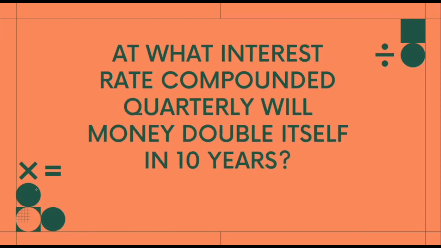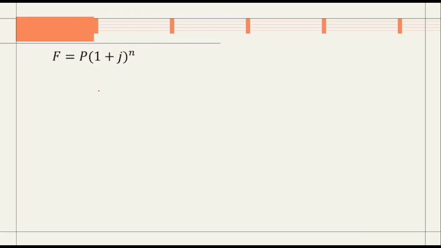So moving on to our second example, at what interest rate compounded quarterly will money double itself in 10 years? So what is asked here is the same with the previous problem. It is the interest rate or the nominal rate. With the same process, we use this formula, the formula in finding the future value, to find j.